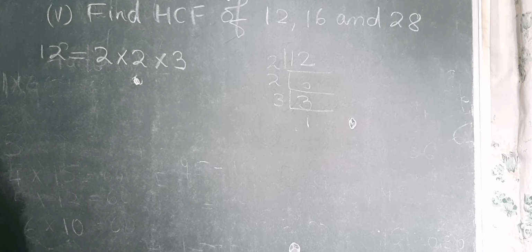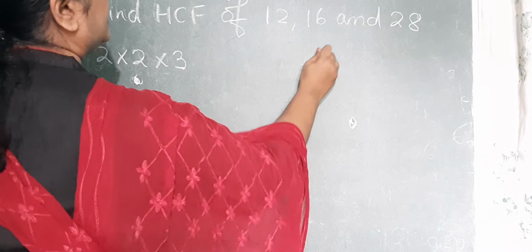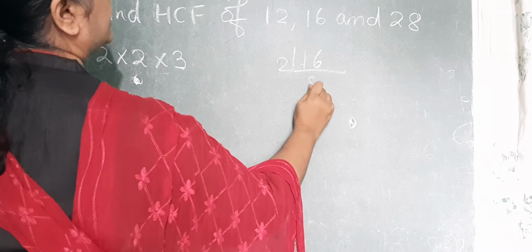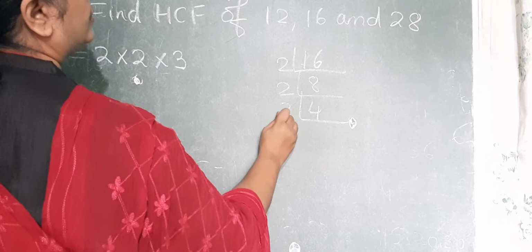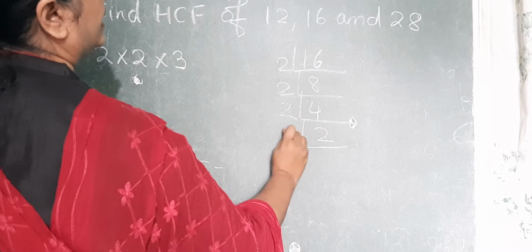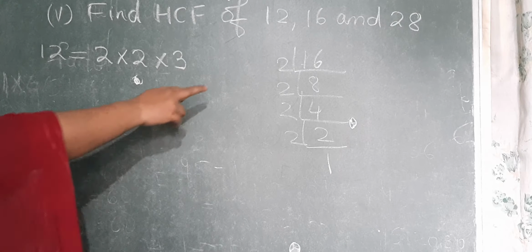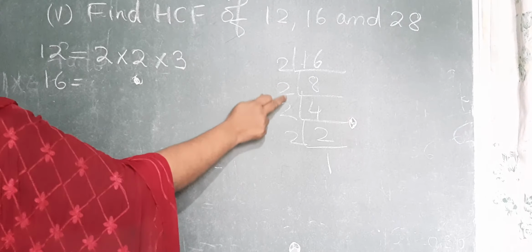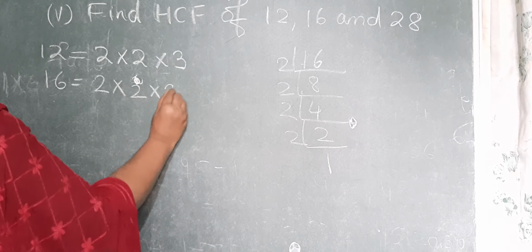Okay. Now the next one is 16. So I will split it into its factors. I will write 16 and see what are the prime factors. 2 eights are 16. 2 fours are 8. 2 twos are 4. And 2 ones are 2. So what are the prime factors? 16 is equal to, we will write 1, 2, 3, 4. There are 4 twos. So 2 into 2 into 2 into 2.